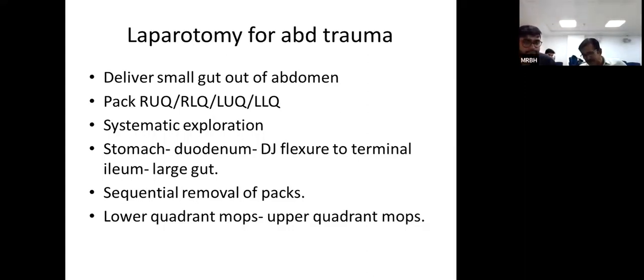Then how do you start removing the packs? That will be sequential, from below upwards. So remove the lower pack, and then remove the upper pack. There you can find the bleeding or whatever and then address that.